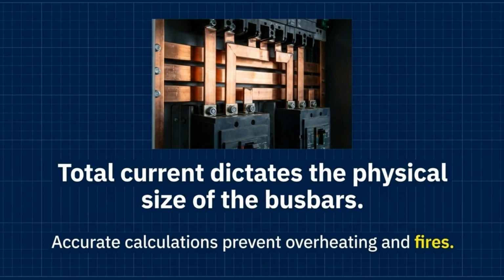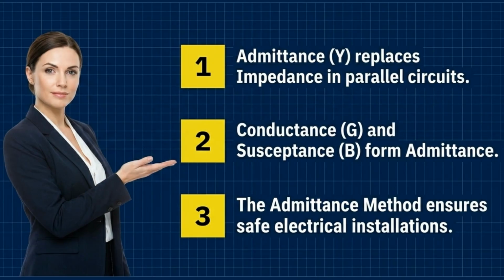Furthermore, total current dictates the physical sizing of busbars. Accurate calculations are essential here to prevent potential overheating and dangerous electrical fires. In summary, admittance replaces impedance for parallel circuits, is composed of conductance and susceptance, and is a vital method for ensuring safe and reliable electrical installations.